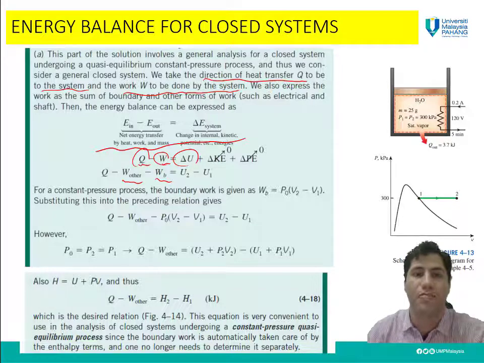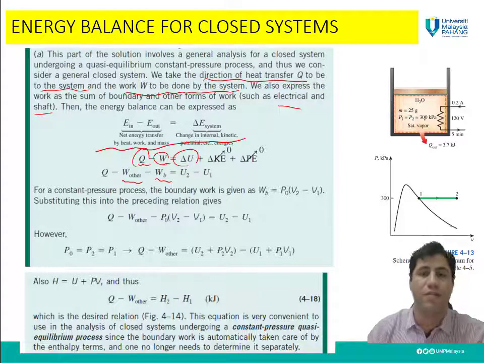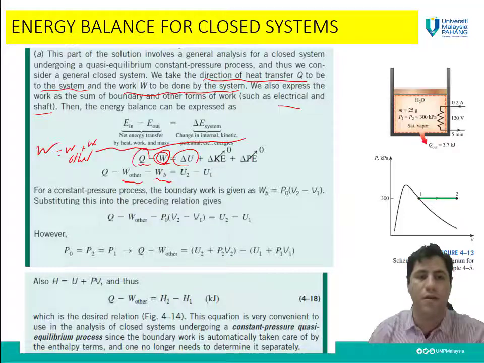So we express the work as the sum of boundary and other forms of work such as electrical and shaft and so on. Any types of the work can be. This is a general equation actually for a piston cylinder, which includes a work input for the system or output of the system actually. So we need to write like this: Q minus W other minus W_B is equal to W other plus W_B.